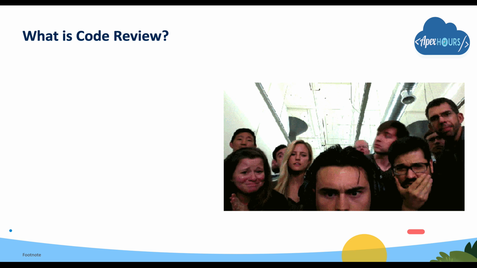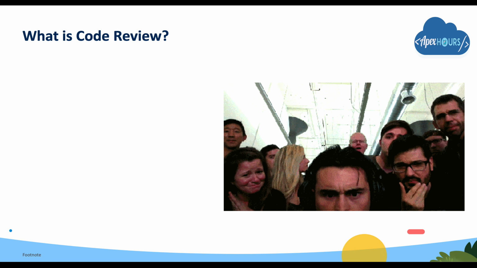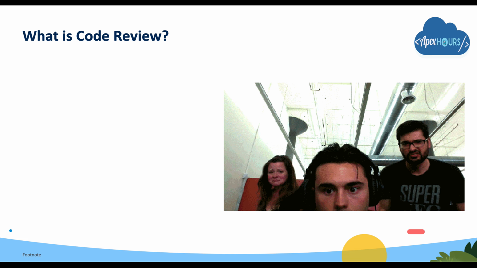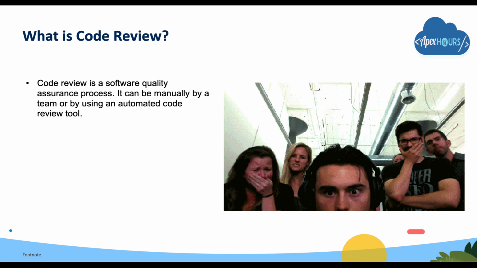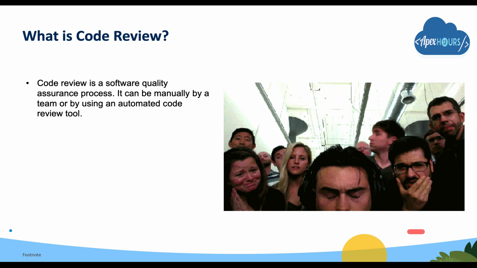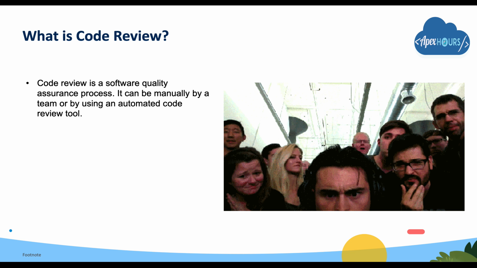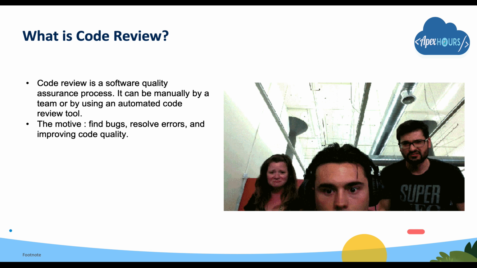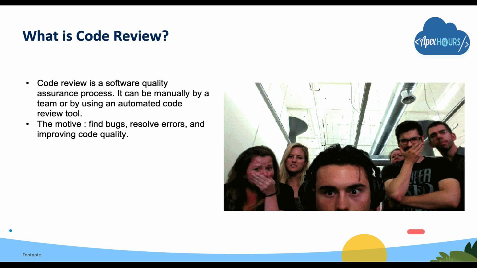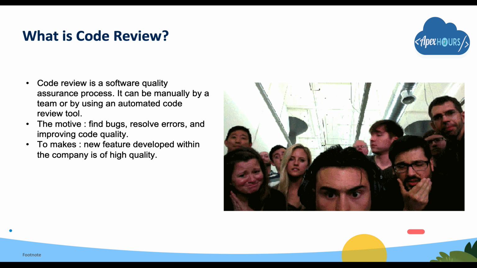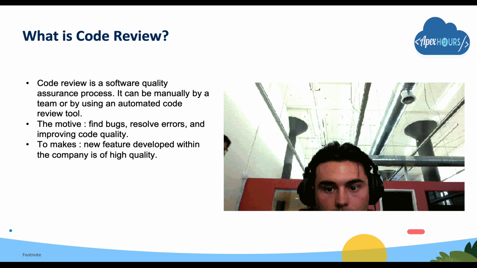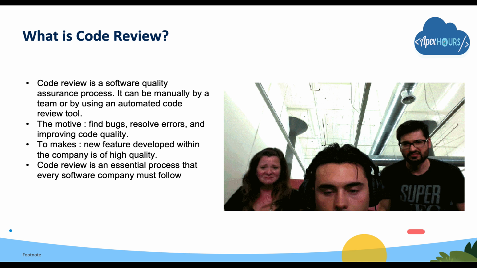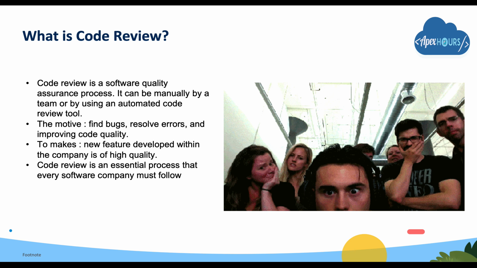Is the code review a developer writing the code and the whole team looking at the screen to find the issue? Not exactly. So code review is a software quality assurance process. It can be done manually by a team or by using an automated code review tool. The motive of code review is to find the bug, resolve the error, and improve the code quality, to make sure the new feature is developed within the company's high quality standards. And the code review is an essential process that every software company must follow.